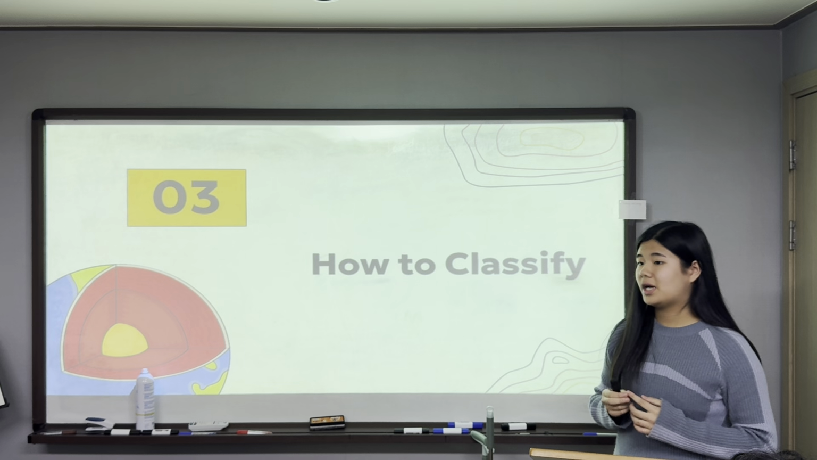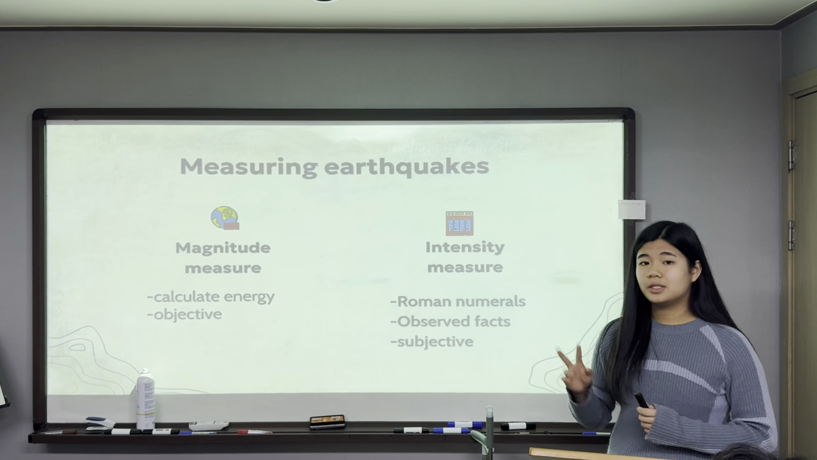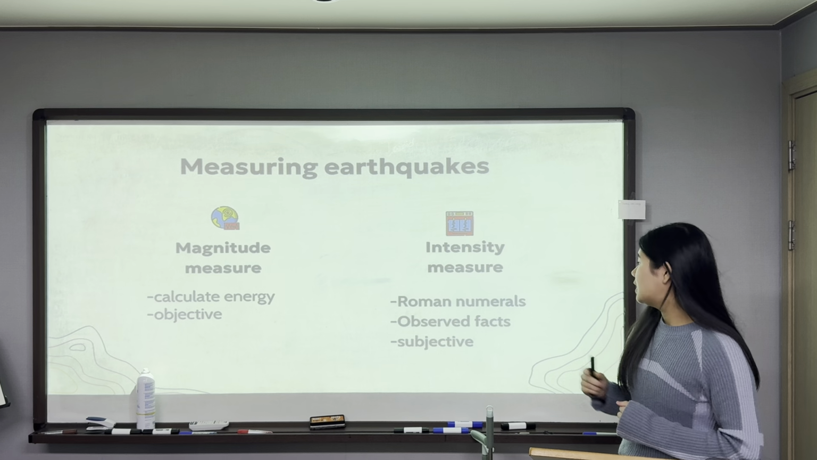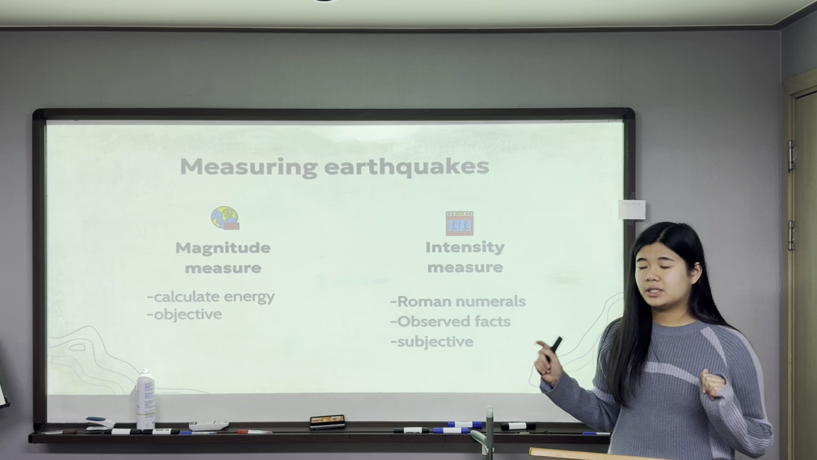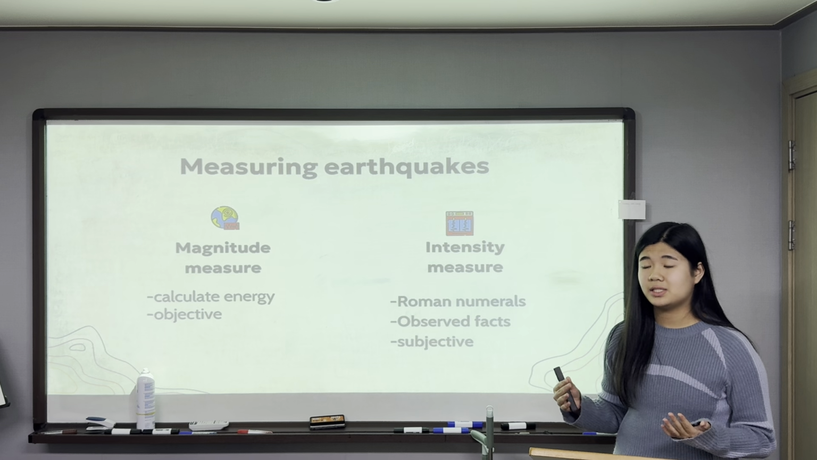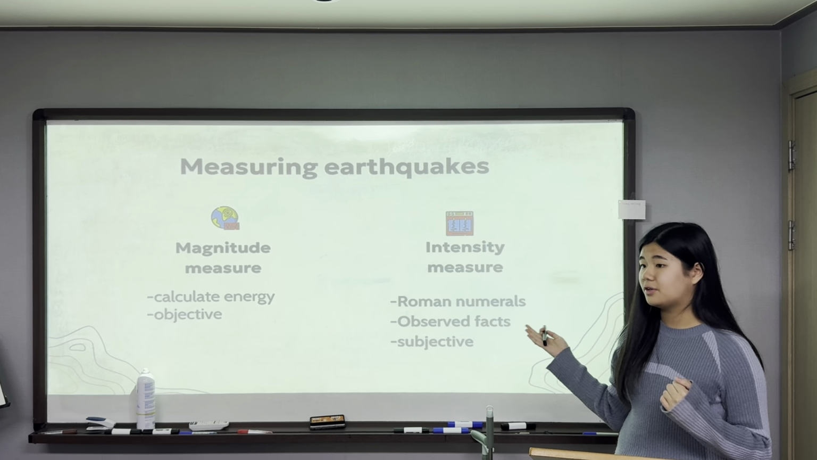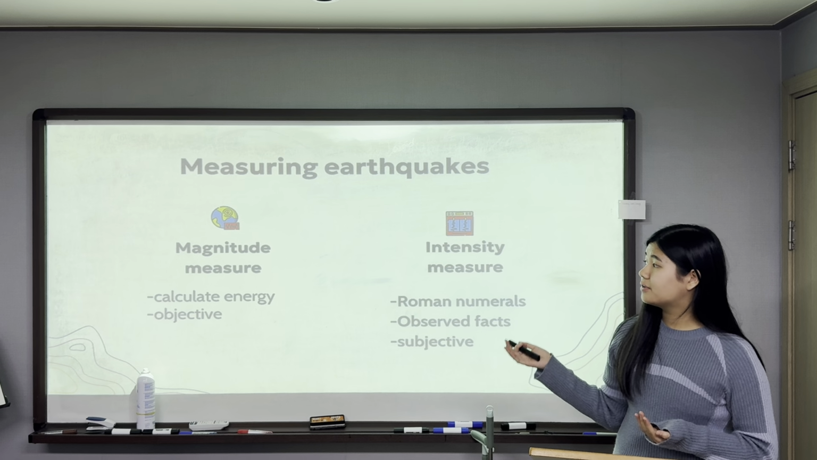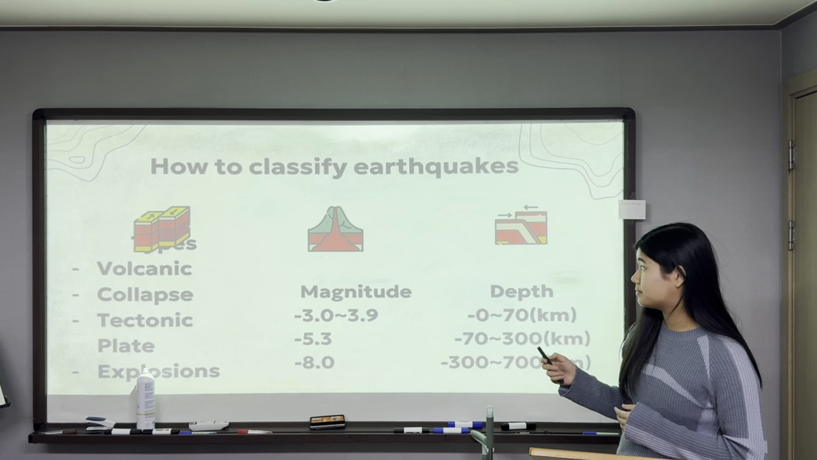Next, I'm going to tell you how to classify and categorize these earthquakes. There are 2 types of measuring earthquakes, which are magnitude measuring and intensity measuring. Intensity measuring uses Roman numerals, and it is based on observed facts such as the intensity that people felt while experiencing the earthquake. However, because it's based on people's observations, it might be highly subjective. On the other hand, magnitude measure calculates the energy and is very objective.